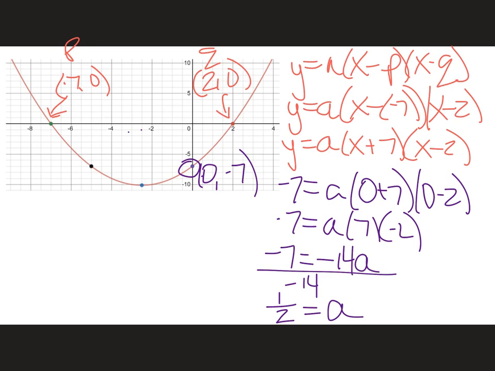So my intercept form of the equation would be y equals 1/2, positive a value because it's opening upward, times x plus 7, x minus 2. And that would be our intercept form.